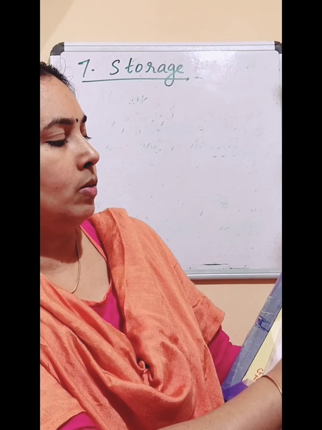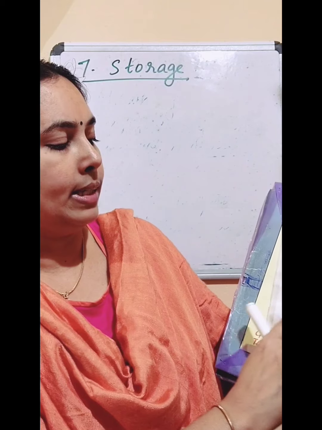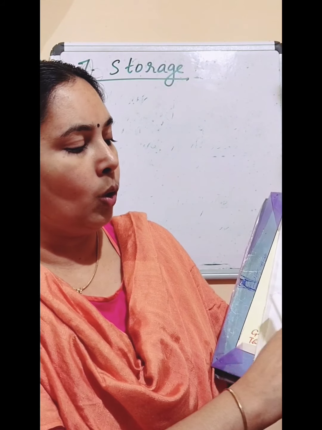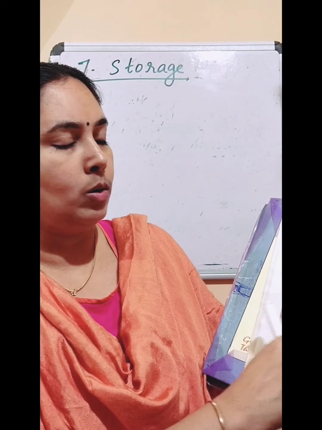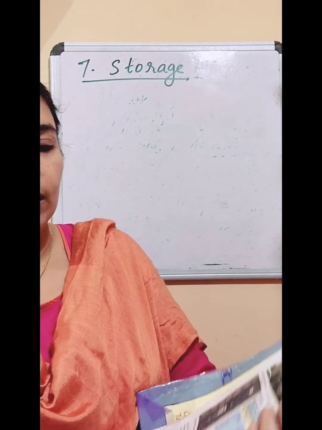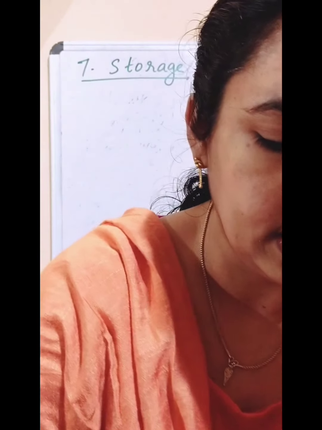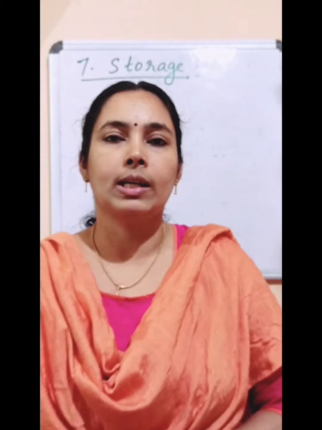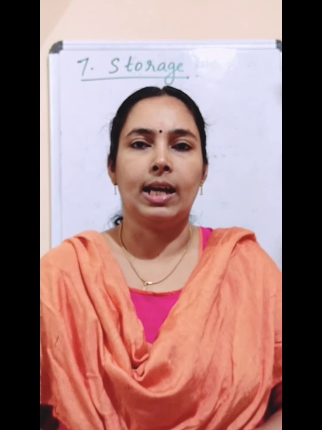So this is the picture of silos. And granaries. Granaries means storehouses. They will store the grains in storehouses. That is called granaries. So they can prevent it from the attack of rats or insects.